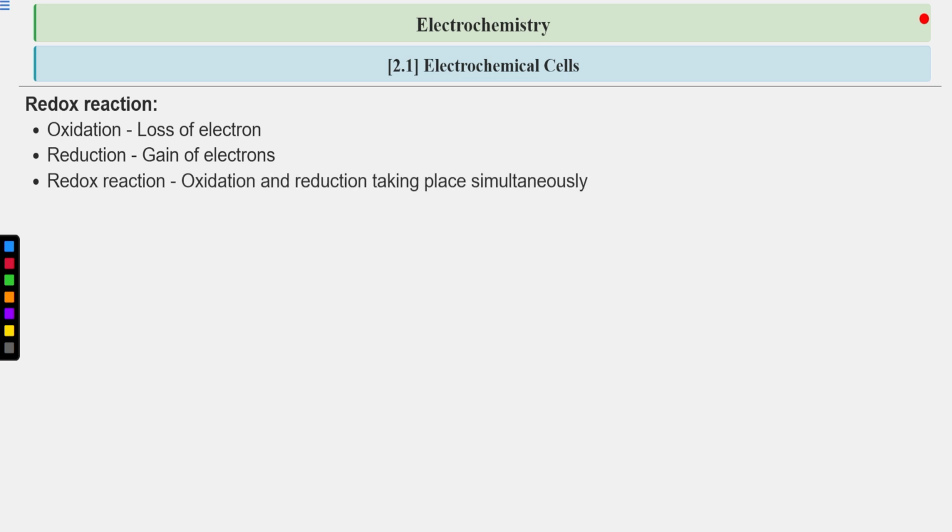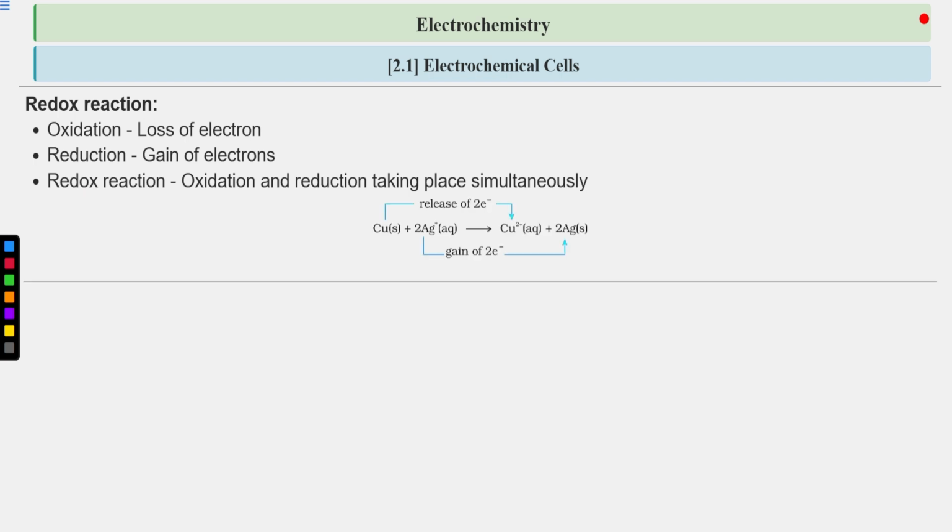Now the redox reaction involves oxidation and reduction taking place simultaneously. Simultaneously is important because if you break the word redox, red means reduction and ox means oxidation. So reduction plus oxidation, that means both processes are taking place simultaneously. The process in which both oxidation and reduction take place simultaneously is known as a redox reaction.